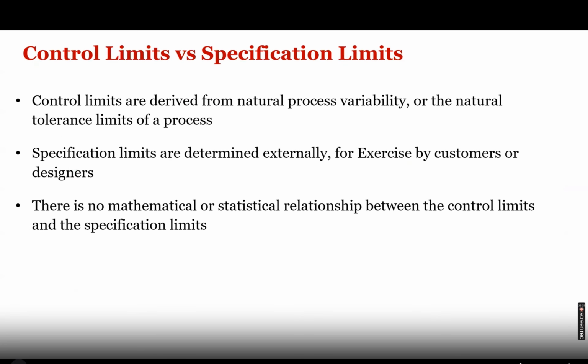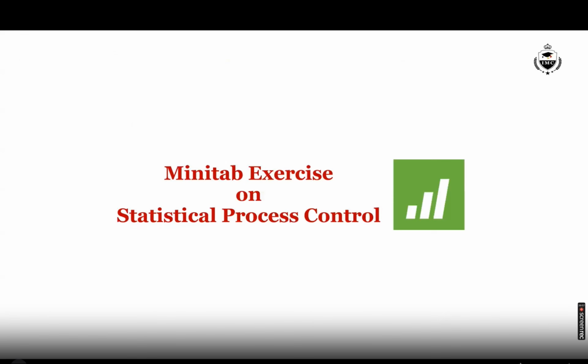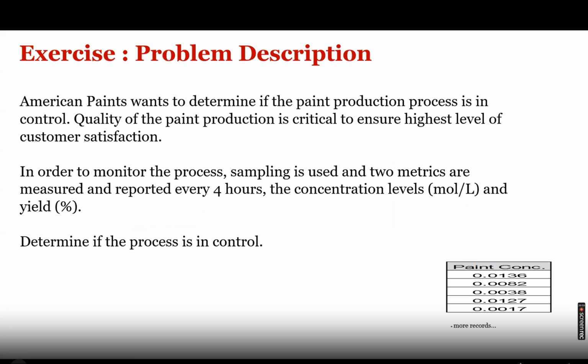Now, control limits and specification limits. We have already discussed in the conceptual part what exactly upper specification and lower specification limits are. These specification limits are ideally given by your customer, whereas control limits are the tolerance limits which come out of the process. We will now discuss a few examples, specifically control charts or statistical process control.